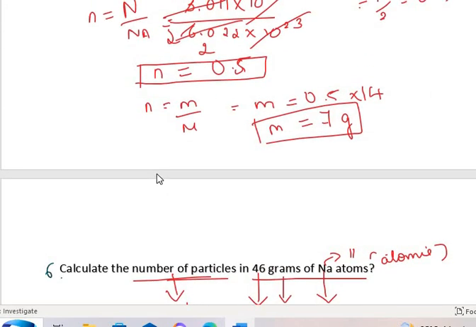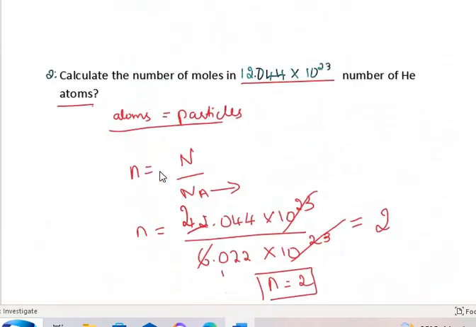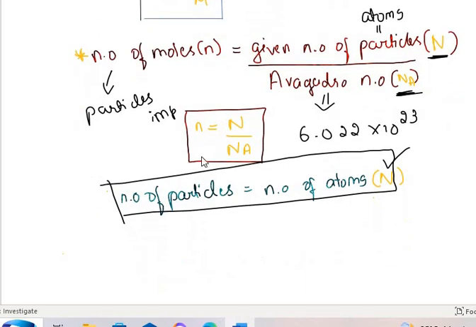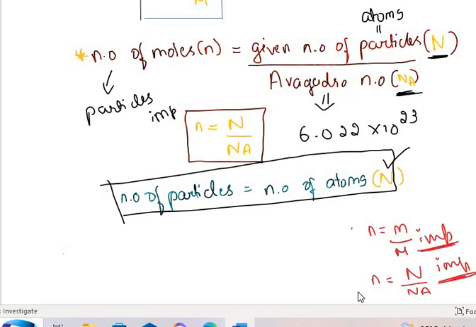If you remember these two formulas, these two formulas are enough. They are very, very important to solve any of the given questions related to mole, like finding number of moles, number of particles or atoms, given mass, or molar mass. That is, n is equal to given mass divided by molar mass. Number of moles is equal to number of particles or atoms divided by Avogadro number. It's very important, these two formulas. Don't forget it. Write it in your book anywhere and solve it.